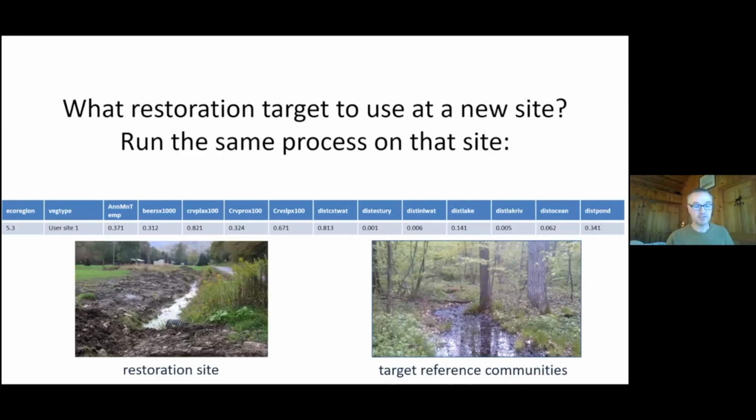So for a practitioner, you can run the same analysis on a site, on any site, your restoration site, to obtain the ecological variables of your site specifically. And then the tool applies the same process to the sites defined by the user to obtain the potential vegetation types.